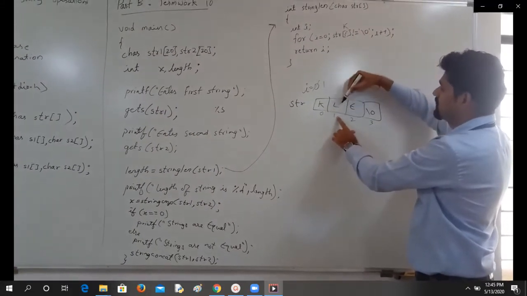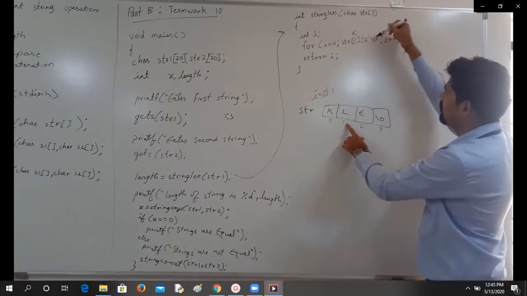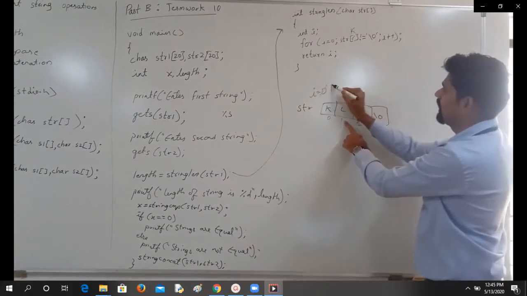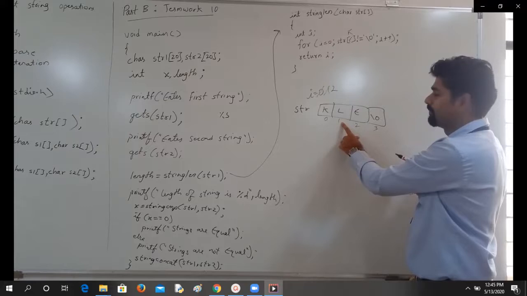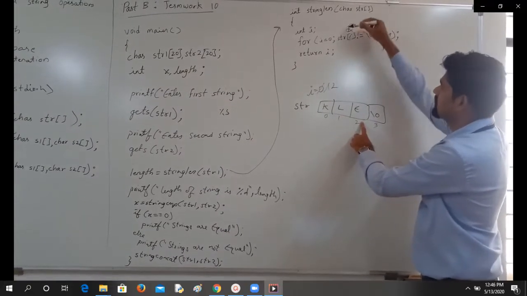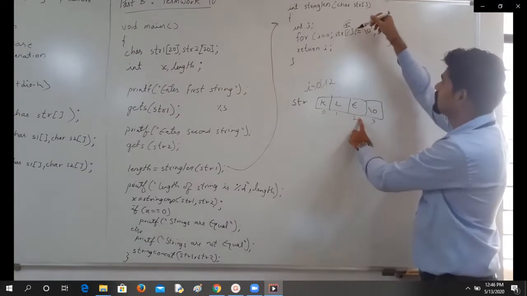character which is L. So is L not equal to the null character? It is true. Control comes here, i is incremented, it becomes 2. Similarly, this is checked. So is E not equal to the null character? It is true.